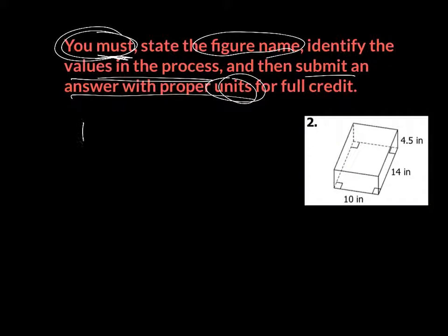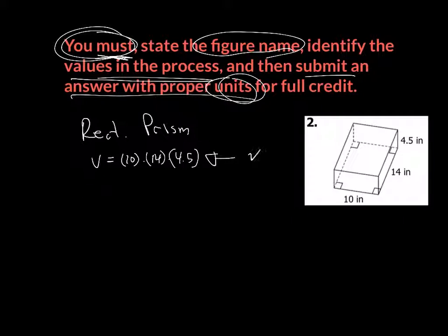So for number 2, we have a rectangular prism. And volume is going to be equal to 10 times 14 times 4.5. This is where I'm going to give you credit for that, yes, there's credit for that, and then lastly, actually multiplying. So what is 10 times 14 times 4.5?